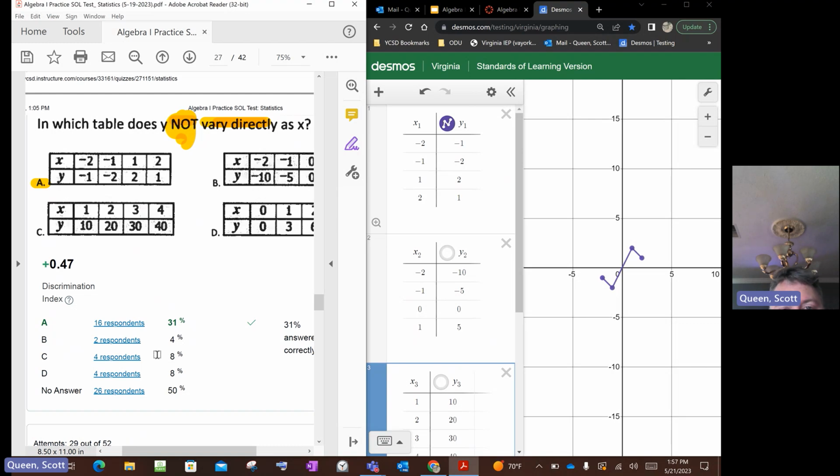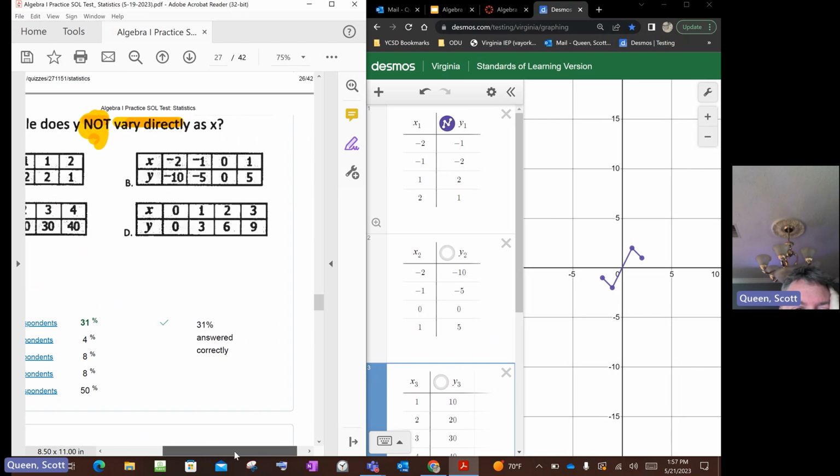The other thing to remember is all these things have a constant. The constant for a direct variation is y divided by x. It has to be the same. Okay, so just keep those things in mind. Oh, sorry, I got messed up. I was looking at A. So B is a direct variation.